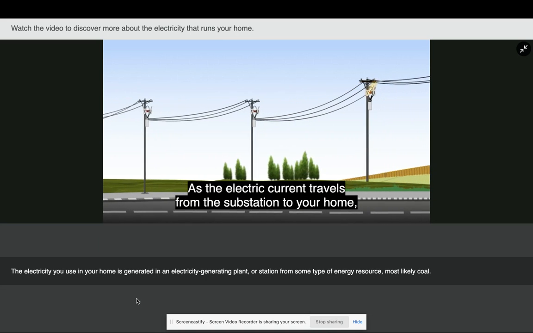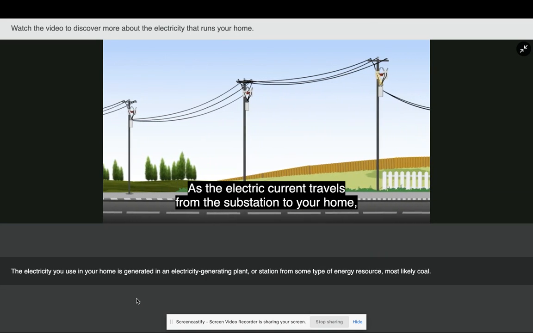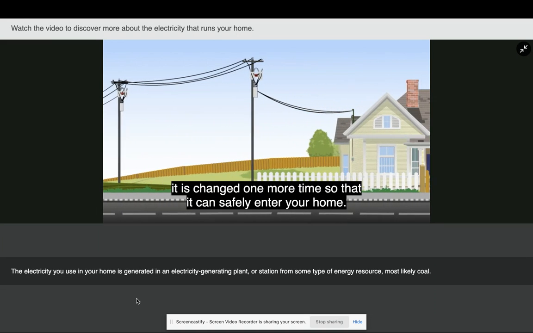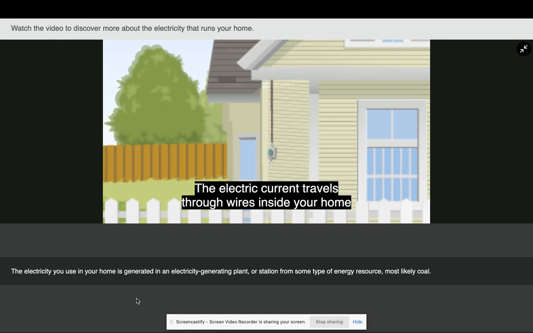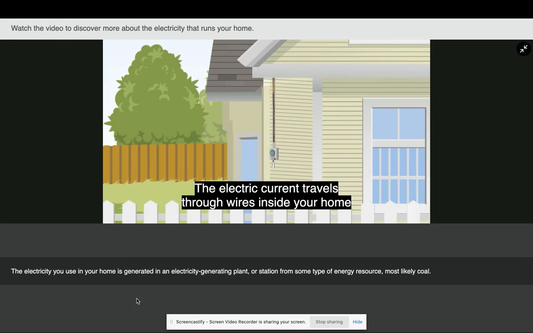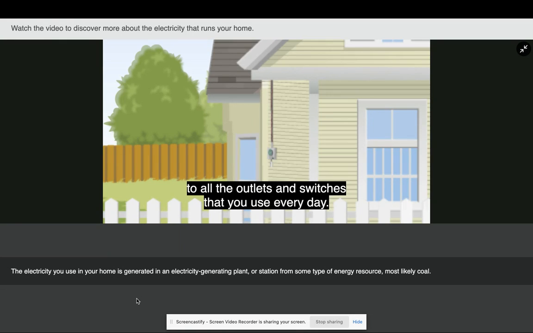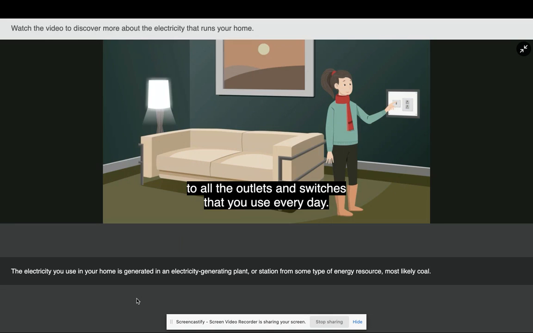As the electric current travels from the substation to your home, it is changed one more time so that it can safely enter your home. The electric current travels through wire inside your home to all the outlets and switches that you use every day.